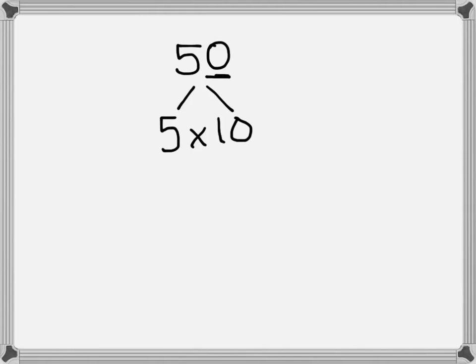5 is prime, so what we'll do is we'll just highlight that number so we don't have to touch that anymore. And then what we have to further do is break down the 10. So we break down the 10, and we know that 10 is 2 multiplied by 5. So what we now have is all prime numbers. We have 5 multiplied by the 2 and multiplied by the 5. So this is 50 broken down into all its prime factors.